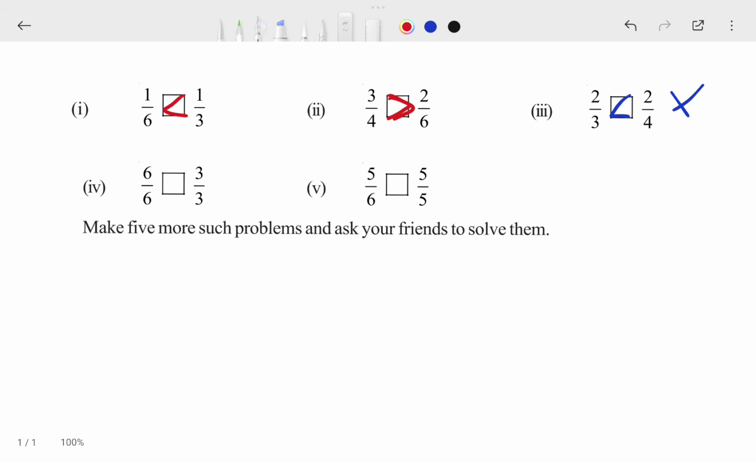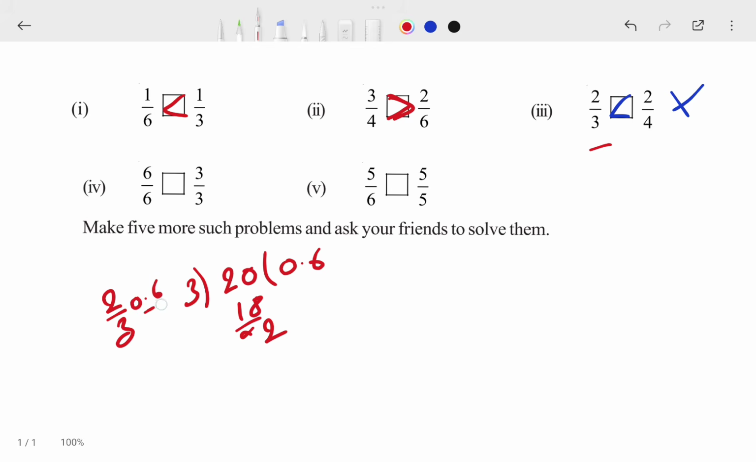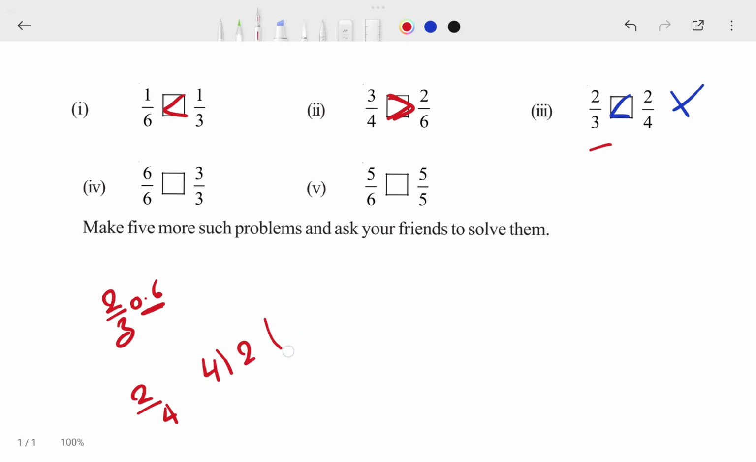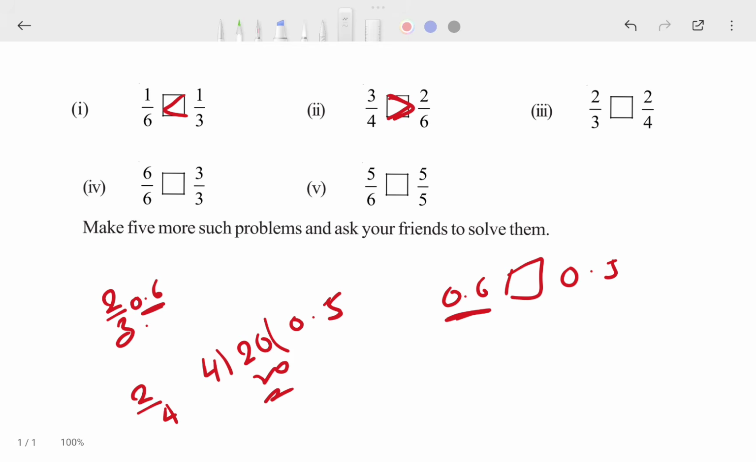Now simply we are going to see this one, this is given 2 by 3. Divide 2 by 3, generally 0 point something, 6 times, 3 6s are 18, that is 0.6. And then again this is 2 by 4. If you divide 2 by 4, 0 point something, this is going to be 5 times 4 is 20. So here 0.6 or 0.5, which is greater? Of course 0.6 is greater.